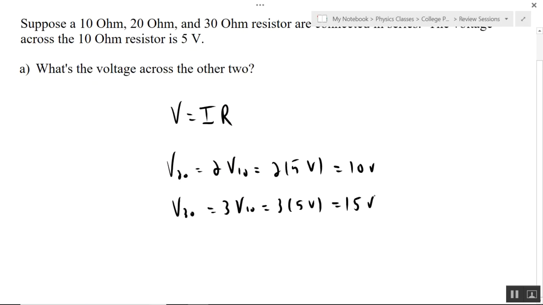The other way to do it is to find the current going through the 10 ohm resistor. All right, so how would you do that? How would you find the current going through the 10 ohm resistor?